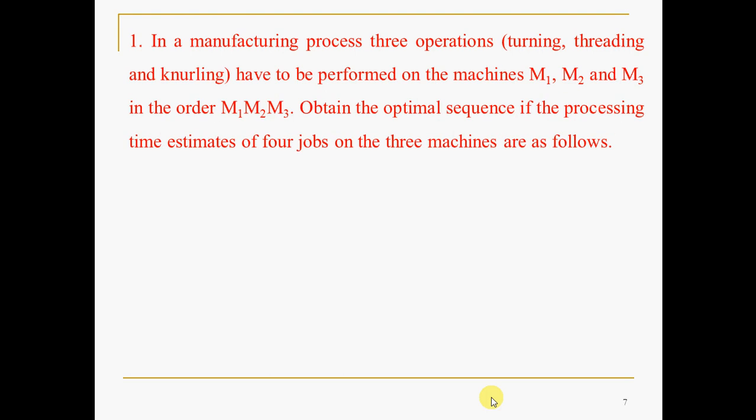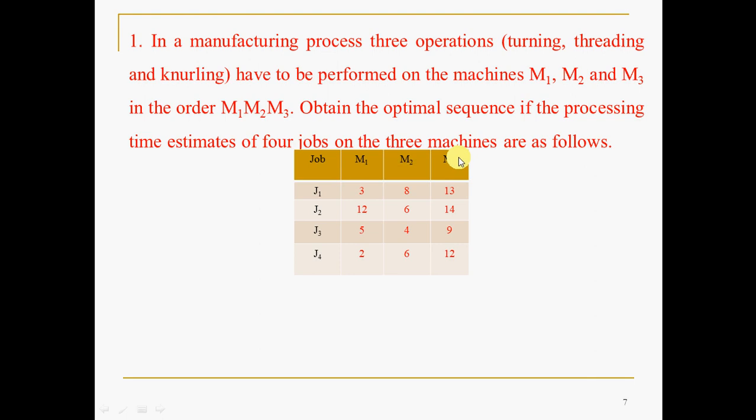So now let us take a numerical on an N jobs 3 machines problem. In a manufacturing process, 3 operations, turning, threading and knurling, have to be performed on the machines M1, M2 and M3 in the order M1, M2, M3. Obtain the optimal sequence if the processing time estimates of 4 jobs on the 3 machines are given. So there are 4 jobs and there are 3 machines. These are the processing time estimates in minutes, let us say.